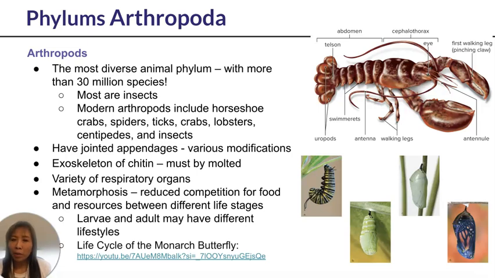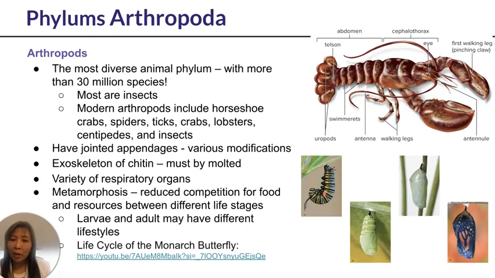Some of the modern arthropods you have probably heard of and seen would be horseshoe crabs, spiders, ticks, crabs, lobsters, and centipedes. Those would all fall under arthropods. One of the characteristics that arthropods have is jointed appendages, right? You can see these jointed appendages right here.